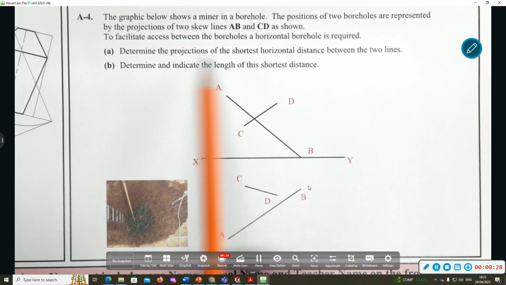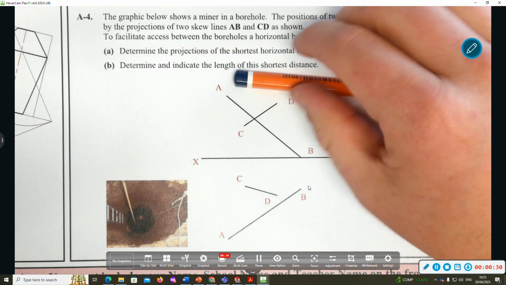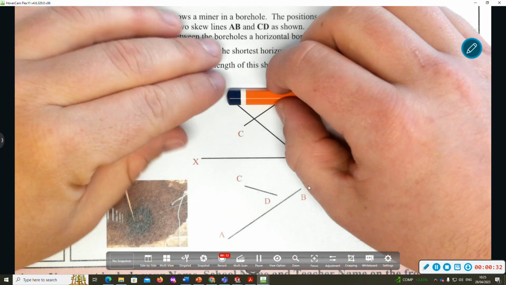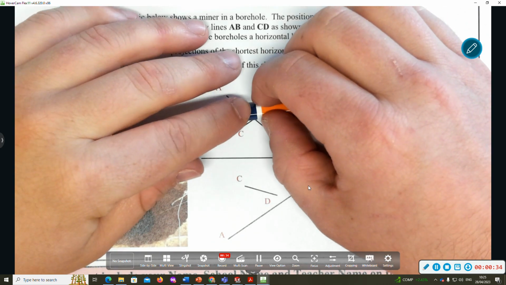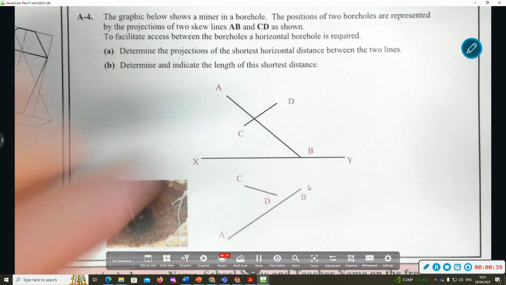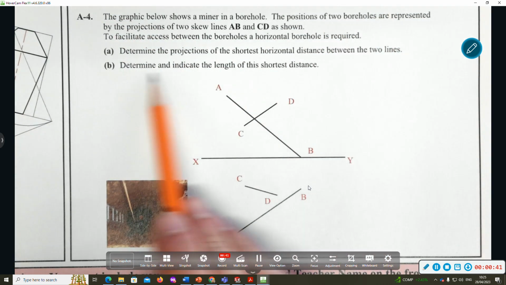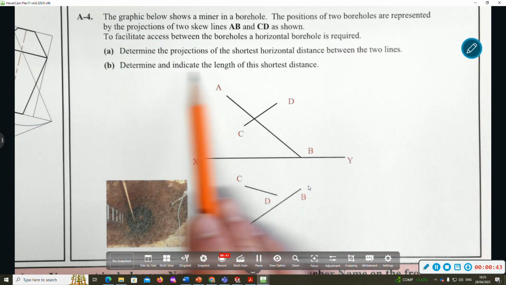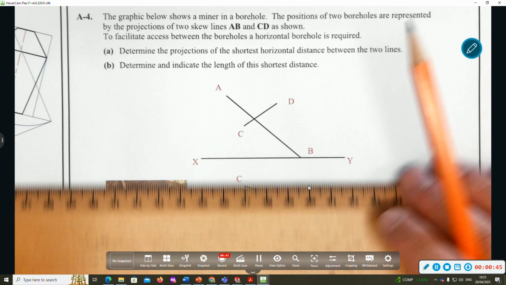And we will have to determine the projections of the shortest horizontal line between them, so the shortest possible horizontal line between them, and the reason for that is it's the cheapest way to join them. Determine and indicate the length of the shortest distance.